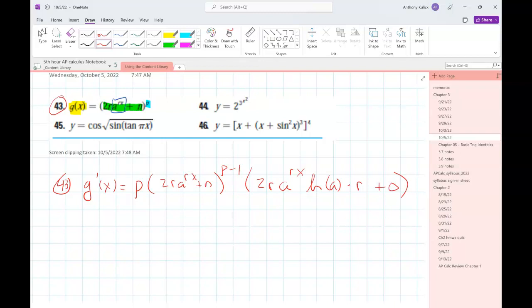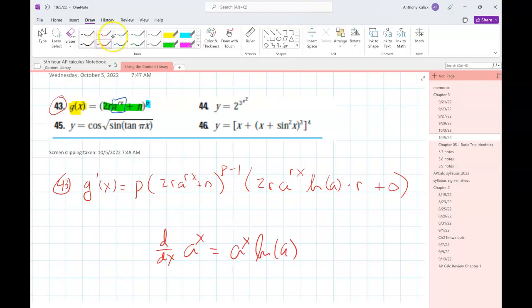Is that okay, Mackenzie? Yeah. Are you sure? Yeah. Yeah, no problems. Again, take a moment and process. If you're not sure, we can follow up. So can you repeat the ln a part? Yeah, so the derivative of a to the x is a to the x ln a.